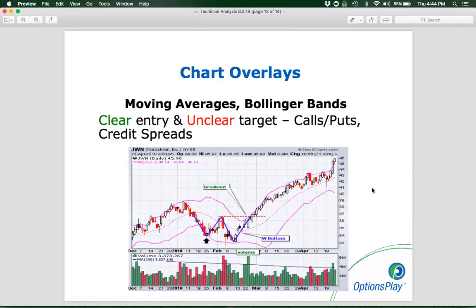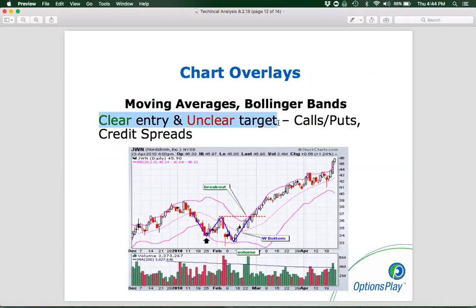One of the things that I notice about these types of overlays, so moving averages and Bollinger Bands, the more familiar ones that people use, is that I tend to see a lot of people misuse them. What I mean by that is, when you look at these strategies, Bollinger Bands and moving averages, what you have to first understand is that they do give you a very clear entry price. If the stock moves above a moving average, that's usually used as a buy signal. If it moves below that moving average, it's a sell signal.